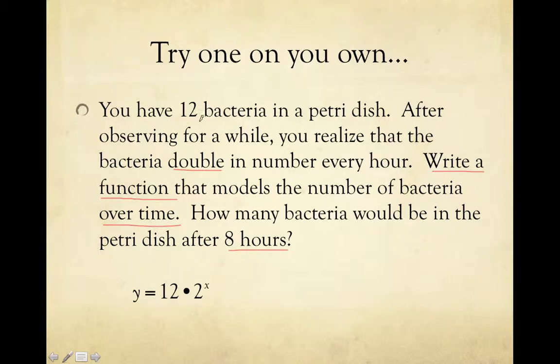Our initial amount is that 12, so that goes there. And then the x or the t up here is going to represent the time, which in this case will be hours. So this is the answer to your first part here. This is the function that represents the number of bacteria over time. And then when you put 8 in for the x and work it out, you'll have 3,072 bacteria in 8 hours.